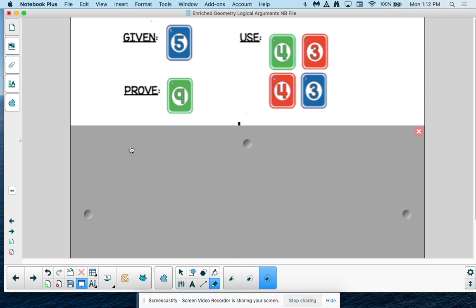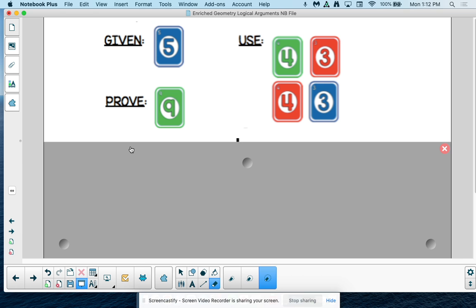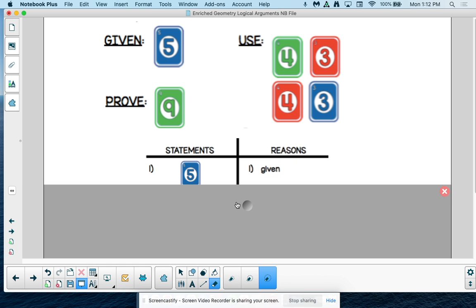Okay, just to get us in the right frame of mind for today, does everyone know how to play Uno, the card game? Yes. Okay, so we're starting with the blue 5. We want to get to a green 9 using those 4 cards. Okay, so in a proof, where do you always start? Given. All right, and our reason is? Given. Where do we go next?